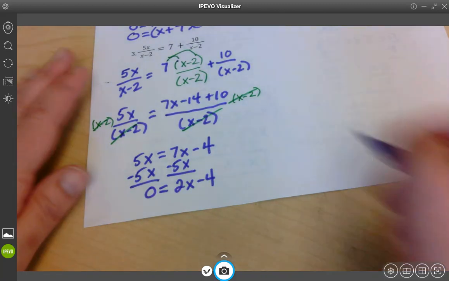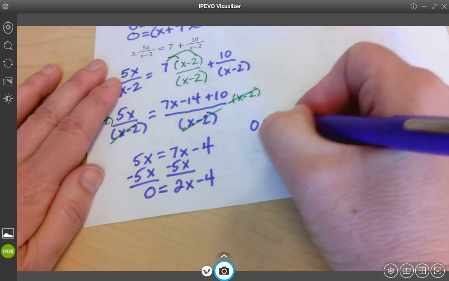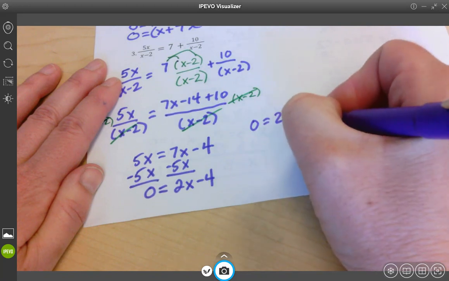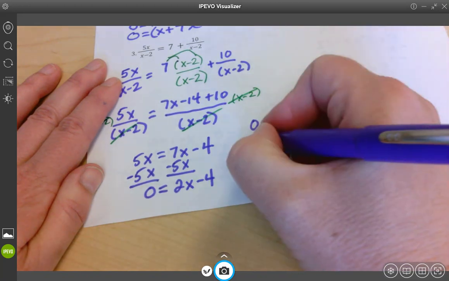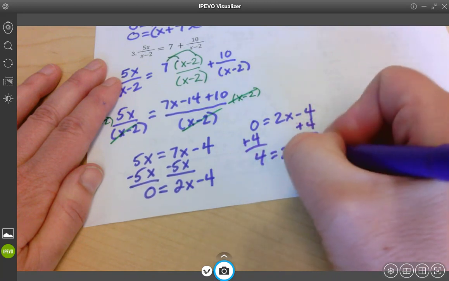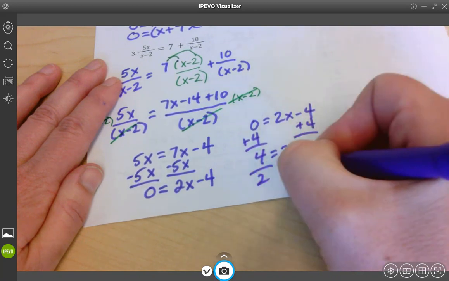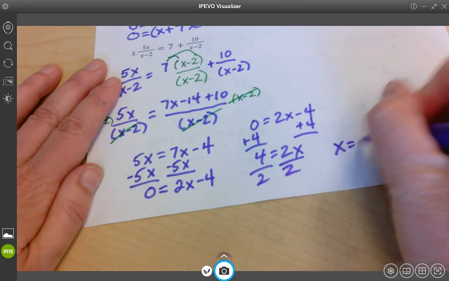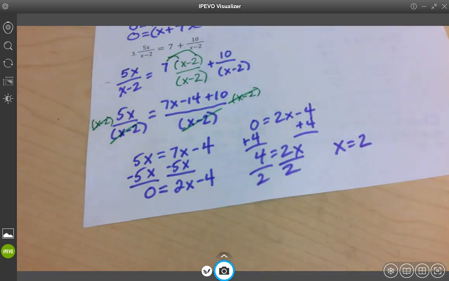All right, and then if I have 0 equals 2x minus 4, I can now add 4. And divide by 2. And I get x equals 2. Am I done? Gotta check it, right? I want to check and see if it makes my denominator 0.